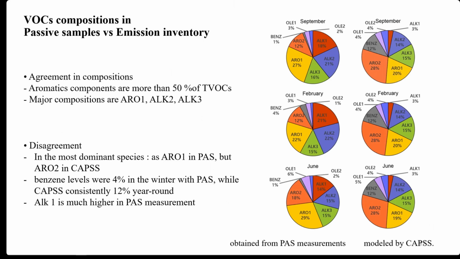Another key difference is in the benzene level. In PAPS measurement, benzene accounts for 4% of the total VOCs during the winter, whereas CAPS consistently reported benzene level at 12% throughout the year. This indicates that CAPS might be overestimating the benzene concentration or not capturing signal variations accurately.